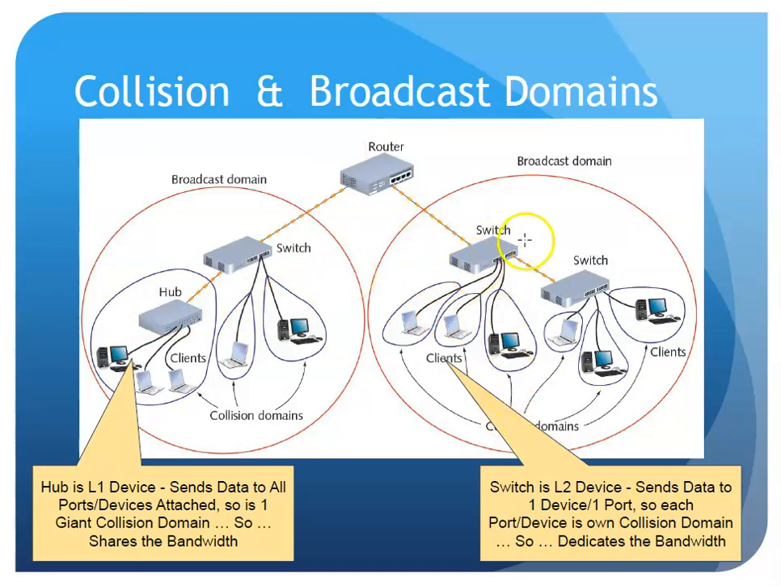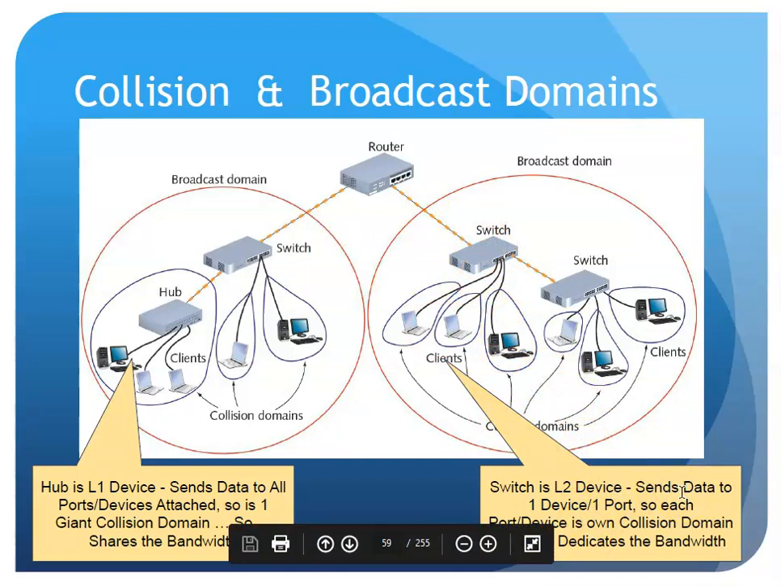Meanwhile, if I have a switch, like I have here, the switch is a layer 2 device. It's going to try to send data to one device or one port. And because it's doing that, each device and port is essentially its own collision domain. It's not competing or sharing with anybody. So the likelihood of a collision is essentially nil. So now we are getting full throughput, almost dedicating the full bandwidth to each of those ports. And that's because it is a very small area, basically one computer, that is getting the bandwidth. It's not sharing with anybody. It's not colliding with anybody.